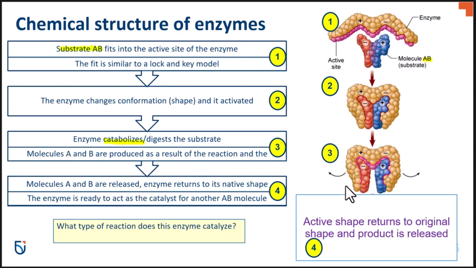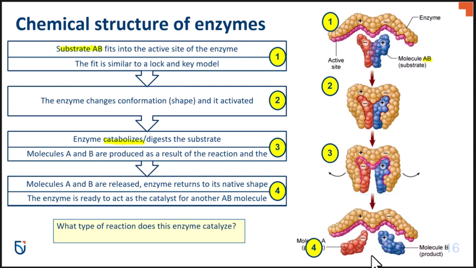So now we form molecules A and B, which are still attached to the enzyme in this image. And then the enzyme is going to resume its original shape, which allows for molecules A and B to be let go and released. And the enzyme returns, I should say, to its native shape. And the enzyme is now ready again to act as a catalyst for another catabolic reaction of another AB molecule. So I've already said it, but what type of reaction is this? It's a catabolic reaction.